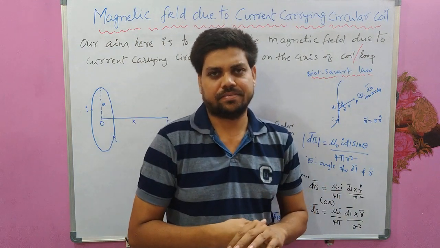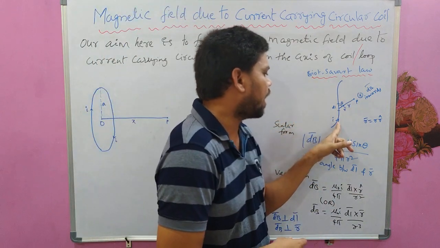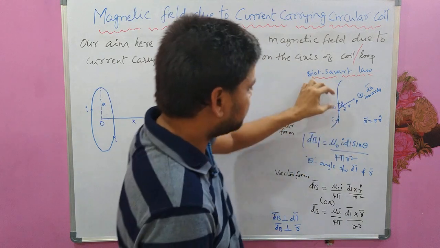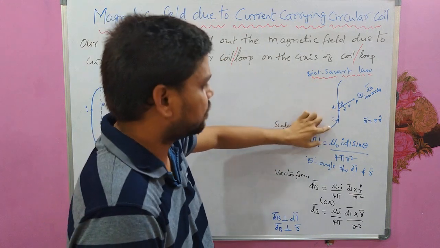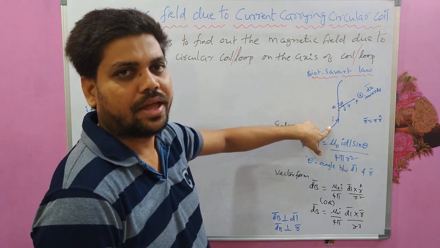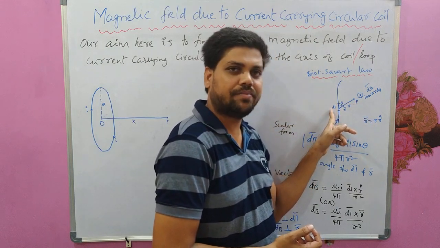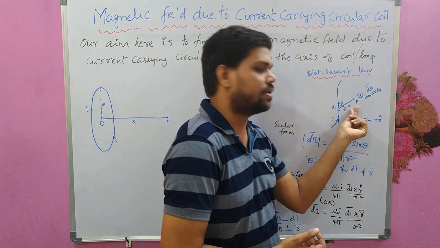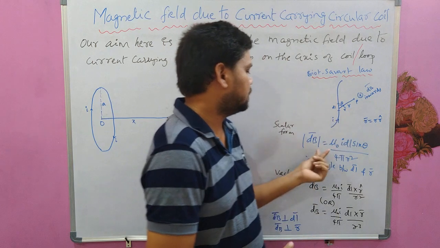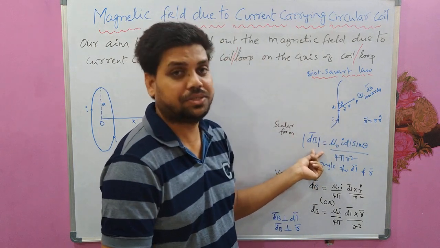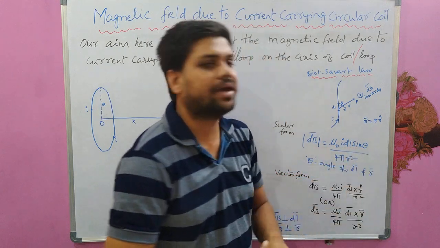Here this is a wire carrying current I, and I have considered a small current element or length element dl from that current carrying wire, and the magnetic field at a point P due to this current element dl, which is at a distance r from it, would be this, the magnitude: mu naught I dl sin theta by 4 pi r square.